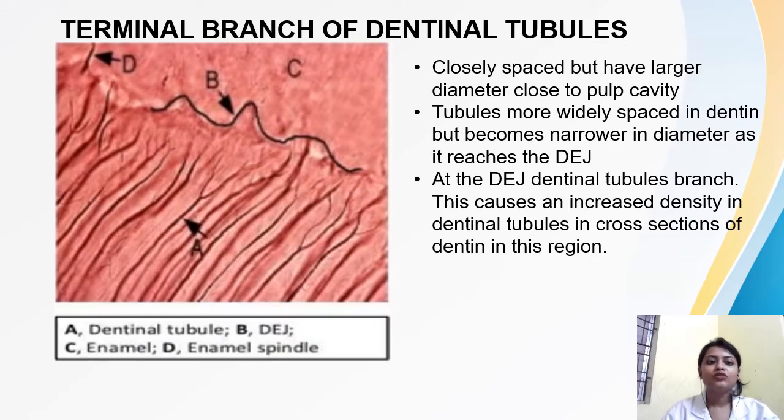Now we are coming to the terminal branches of the dentinal tubules. Here we see that the tubules are closely spaced but have a larger diameter close to the pulp cavity. Tubules are more widely spaced in the dentin but become narrower in diameter as they reach the dentinoenamel junction. At the dentinoenamel junction, the dentinal tubules branch, which causes an increased density of tubules in cross sections of the dentin in this region. It's just knowledge of how the terminal branches divide and how they are spaced.